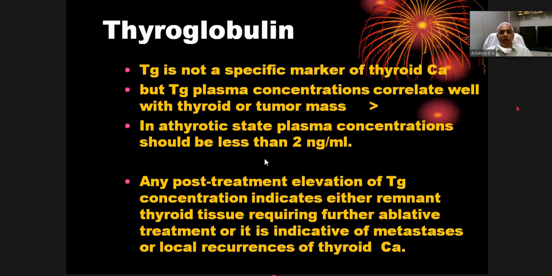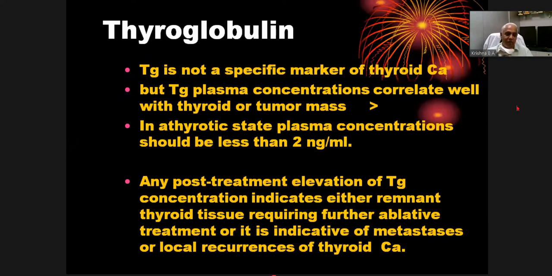So TG is not a specific marker of thyroid CA, but thyroglobulin plasma concentration correlates well with the tumor mass and the metastasis. In an athyrotic state, plasma concentration should be less than 2 nanogram per ml. If it is so, you are very sure there is hardly any clinically significant disease. Any post-treatment elevation of thyroglobulin concentration indicates either remnant thyroid tissue requiring further ablative treatment, or metastasis.